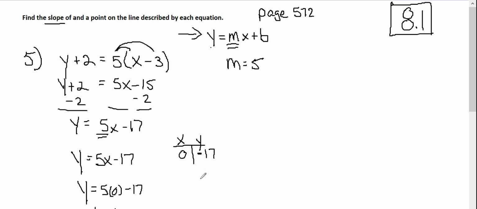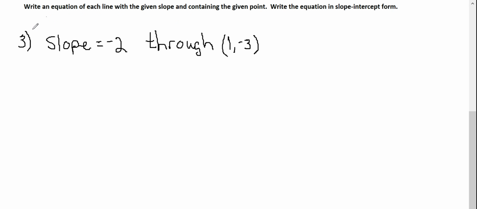I just plug in a value for x, any number I want, but make it simple by making it 0. So when x is 0, y is negative 17 is the point. And there are infinitely many, remember. And the slope here is 5. Done with number 5.